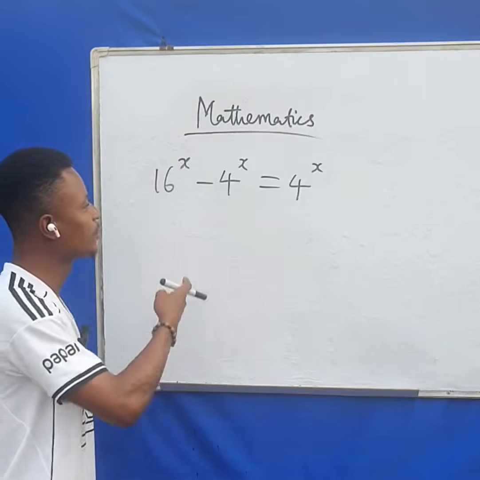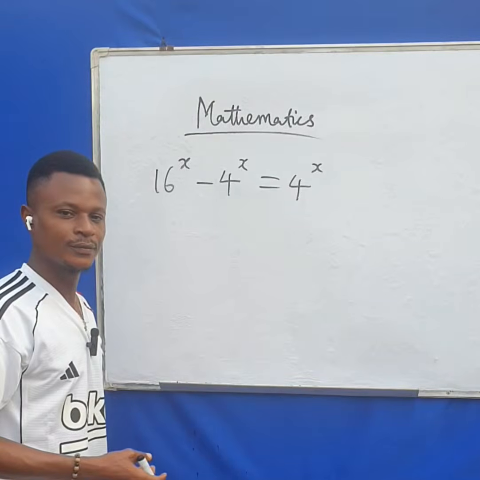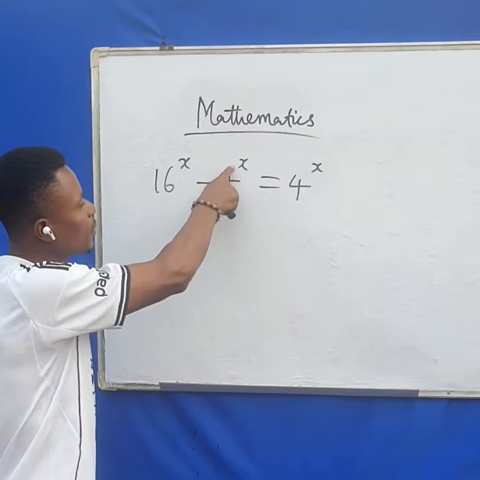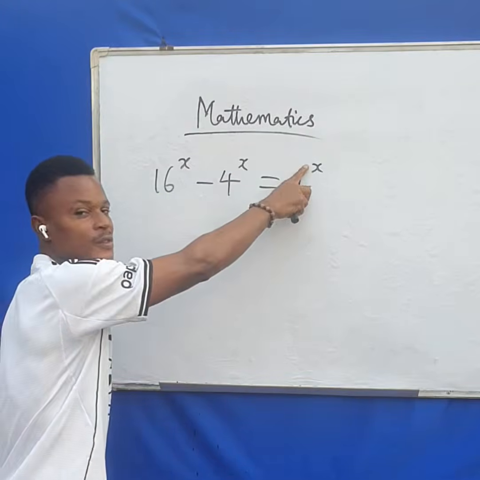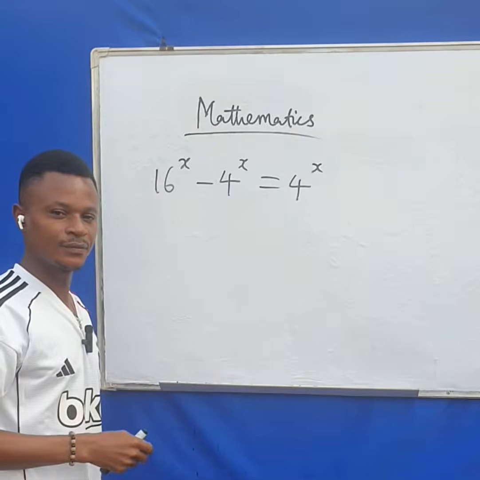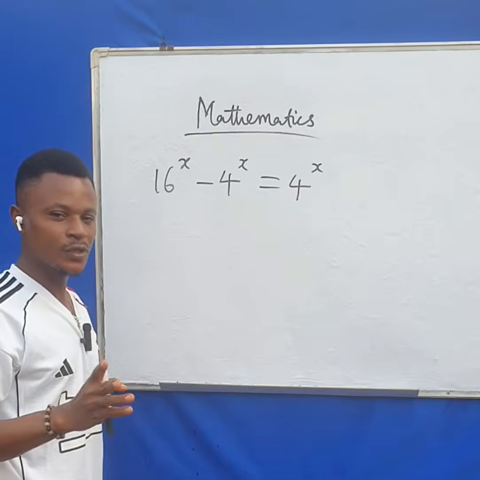Let me show you how to solve this math question on the board. We are given 16 raised to the power of x minus 4 raised to the power of x equal to 4 raised to the power of x. And we are expected to find the value of x. We want to solve this question.